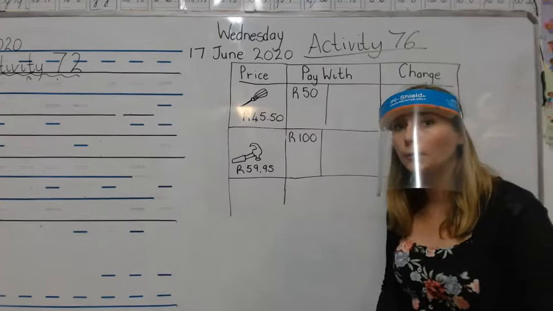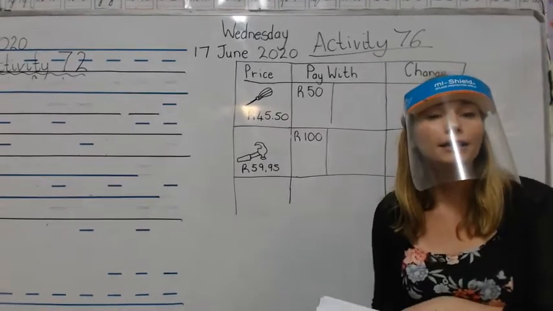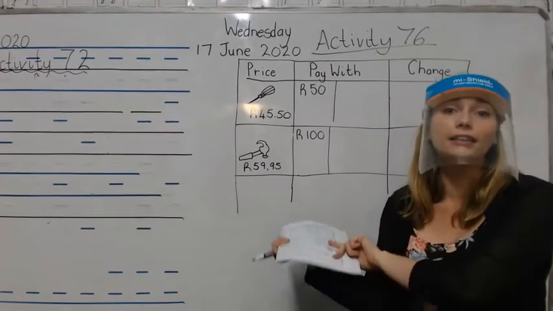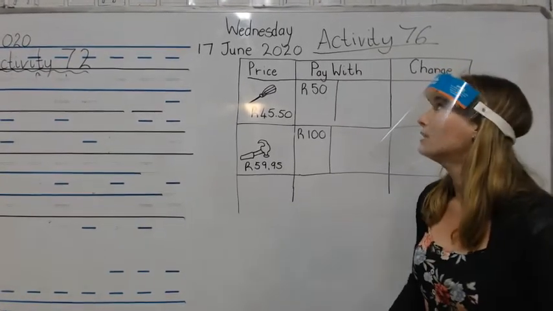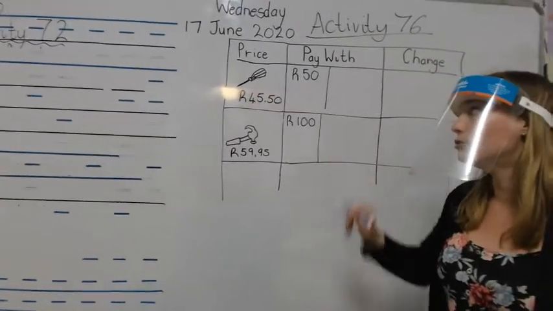We're still working with money, and today we're going to pretend that we're going to the store, buying an item with a banknote, and that we're going to calculate our change. Okay, so we're doing activity 76. Let's have a look. I'm going to do 2 of the items with you.